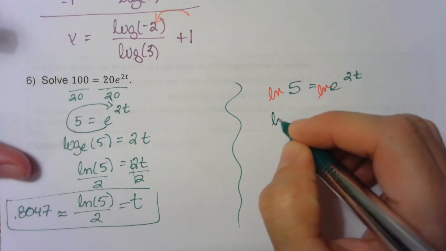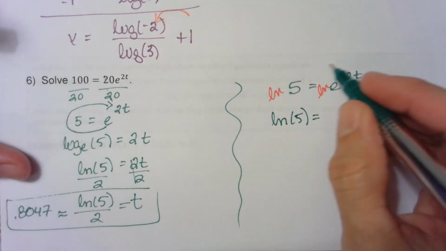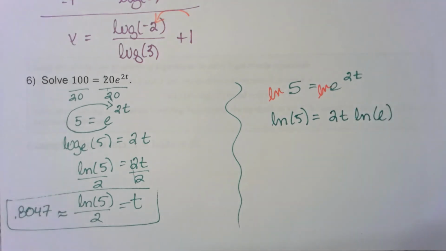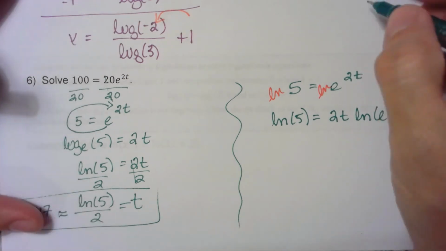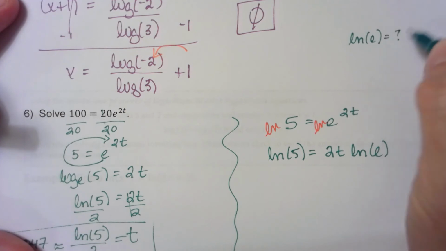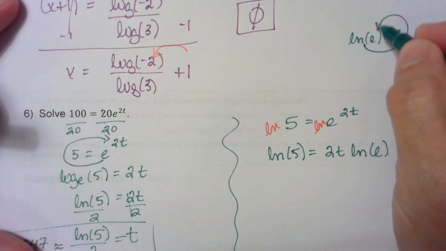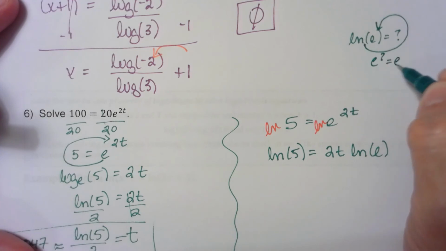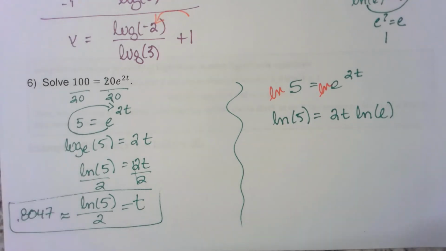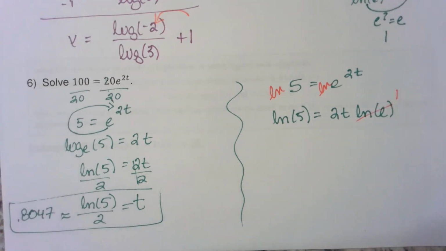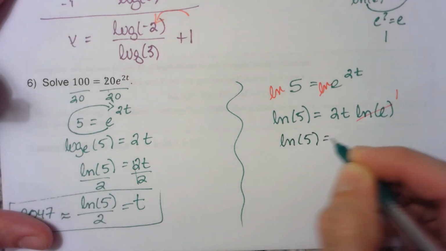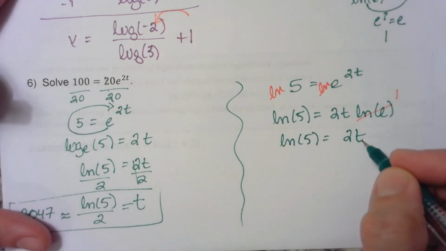So we have the natural log of 5 is equal to, use the power rule, 2t natural log of e. Well, if you remember, natural log of e means e to the what equals e. Well, that's 1, right? e to the 1 equals e. That means that natural log of e is just 1. So we have natural log of 5 is equal to 2t times 1, which is just 2t.